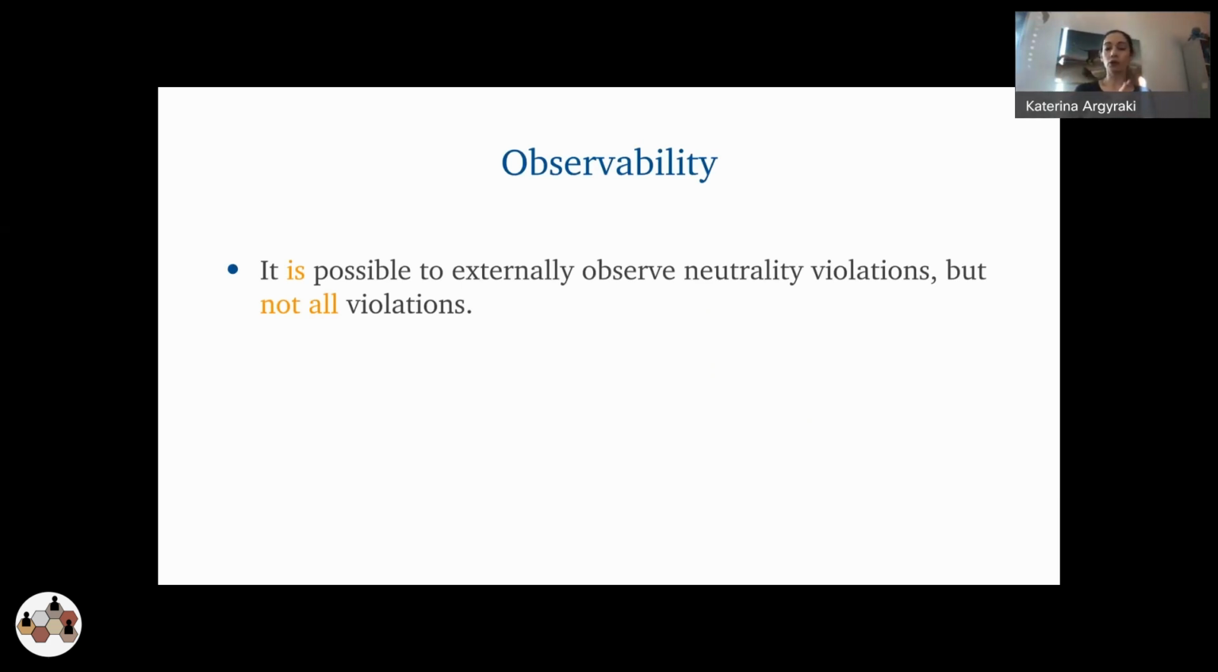So I will not go any lower level here. For those who are interested, we did a formal characterization of which are the neutrality violations that are externally observable and which ones are not. And we can discuss that afterwards if you're interested. The point is that it is feasible in many cases, not all cases.